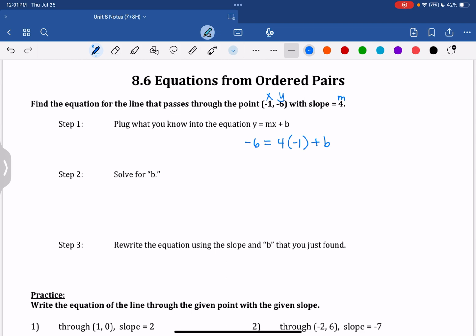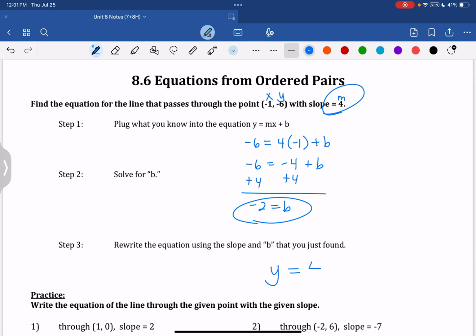So now we're going to solve for b. We have -6 = -4 + b. So we add 4. We get -2 = b. But now we want the general equation for the entire line, not just involving that one point. So we use the m we were given plus the b we just found to write our entire equation. So y = 4x - 2.